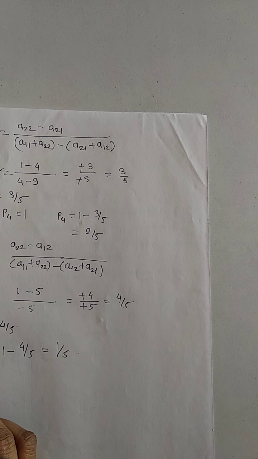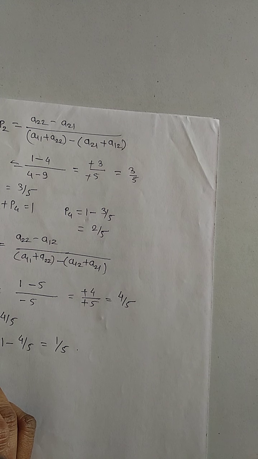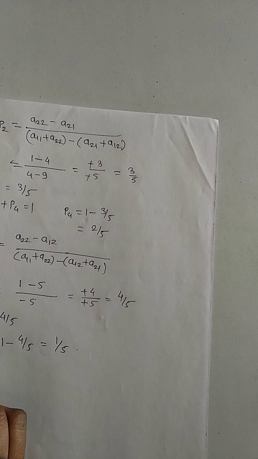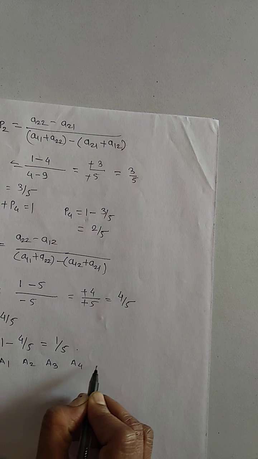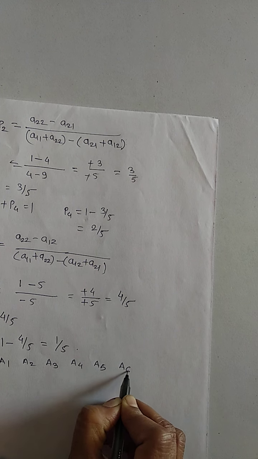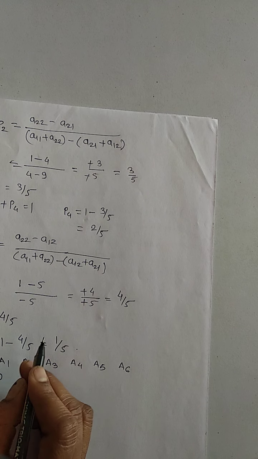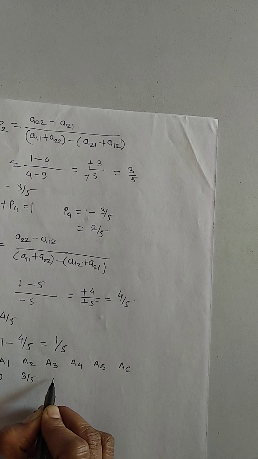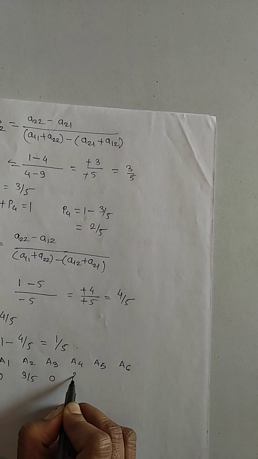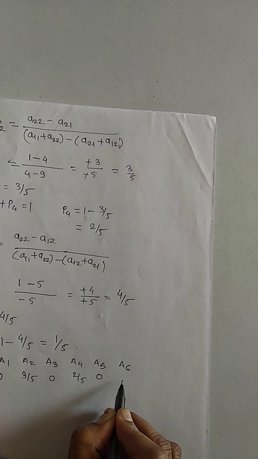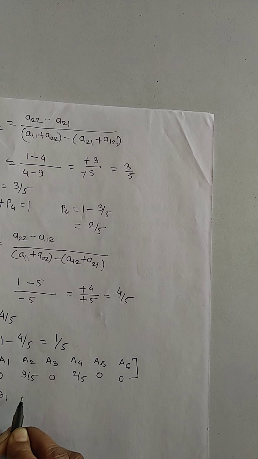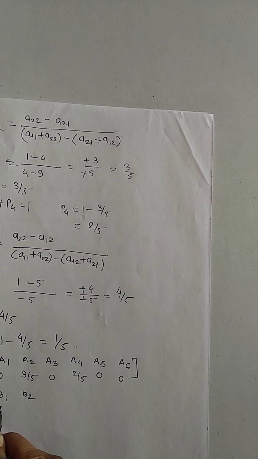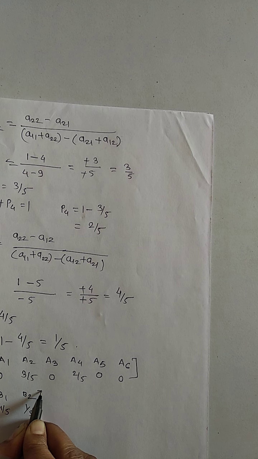And then write the optimal strategy and find the value of the game. Then write the optimal strategy SA. SA is equal to A1, A2, A3, A4, A5, A6. Here A1 is 0, A2 means P2, P2 is 3 by 5, 0, 2 by 5, 0, 0. And the optimal strategy for player B is B1, B2, that is 4 by 5, 1 by 5.